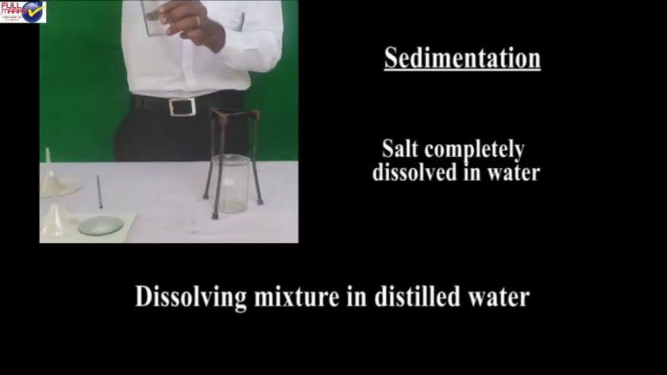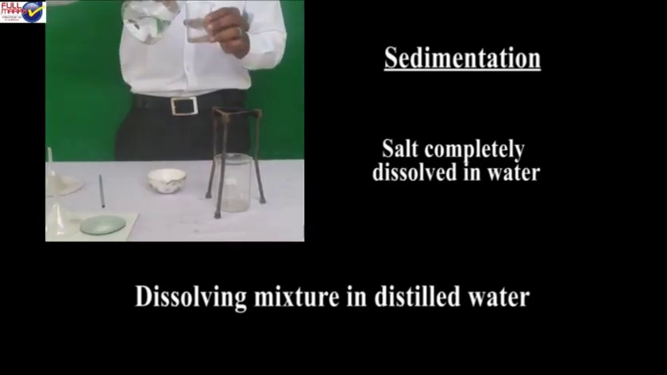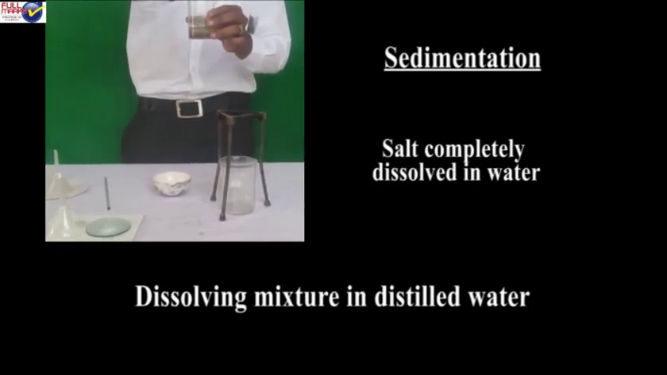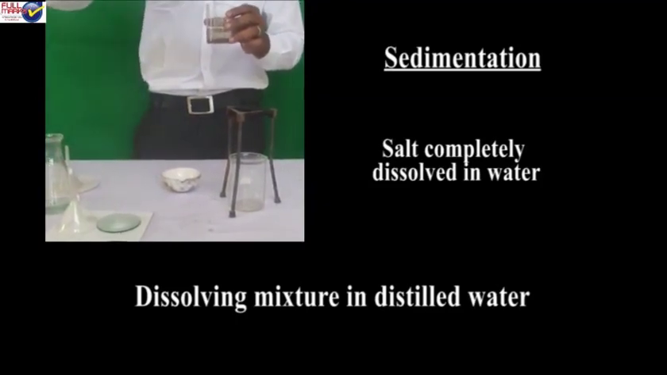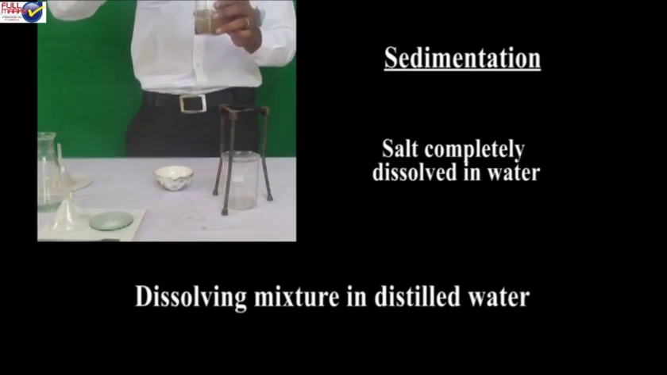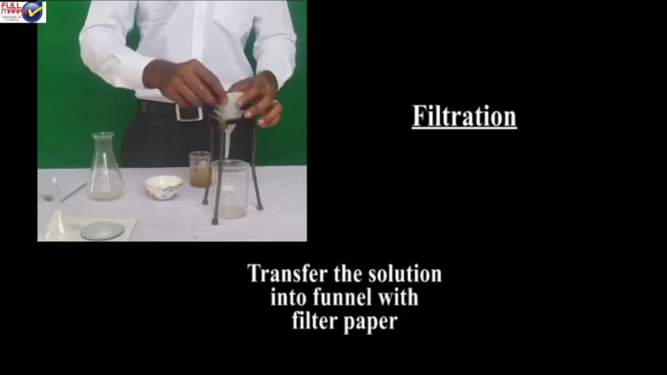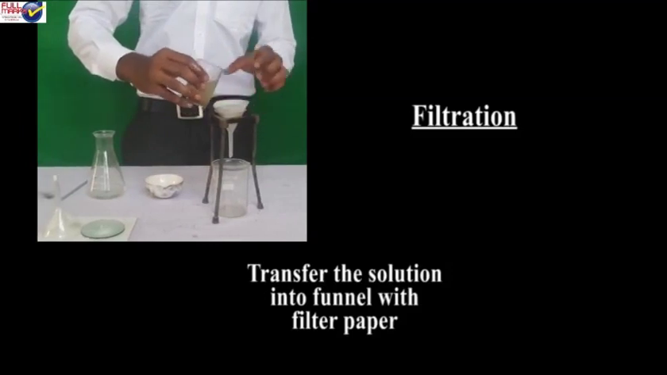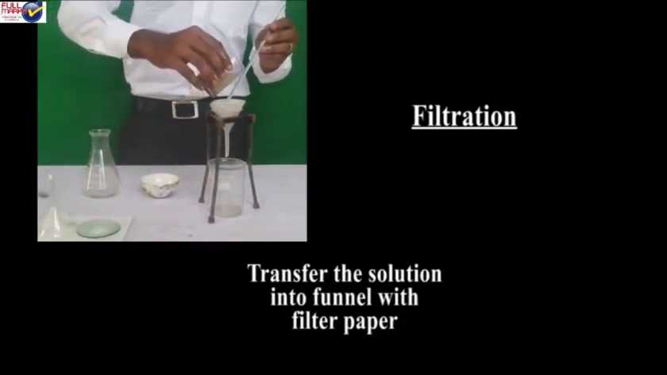B. Sedimentation and filtration. Separation of sand from the mixture. The mixture left in the last step of sublimation is transferred into a beaker. Add some 5 to 10 ml of distilled water into the mixture and stir it with a glass rod. Make a cone of filter paper as shown in the diagram. Fix this cone in the glass funnel. Place the funnel over a tripod stand. Place a clean beaker under the stem of the funnel.